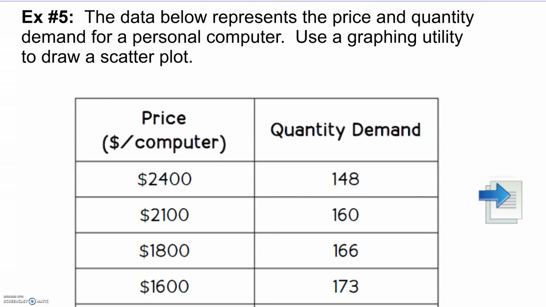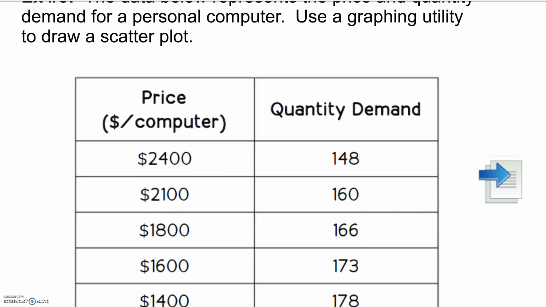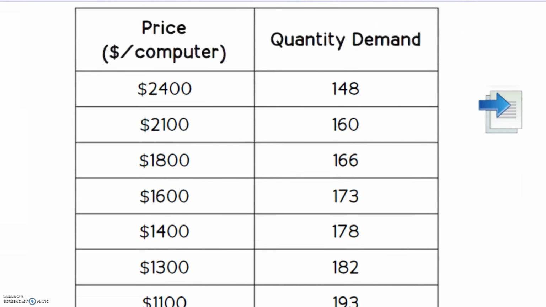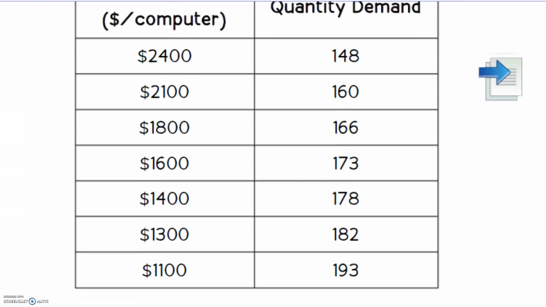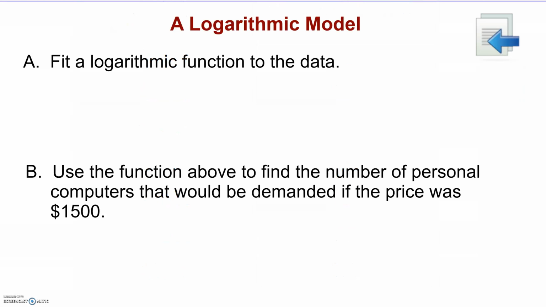This data represents the price and quantity demand for a personal computer. We want to draw a scatter plot, and then it's going to ask us to fit a logarithmic function to the data. I know that earlier in the chapter, we did exponential regression and we did logistic regression. This logarithmic regression is different from either one of those.